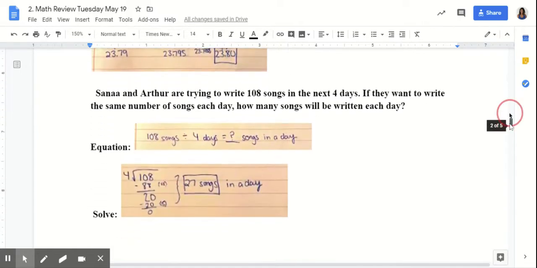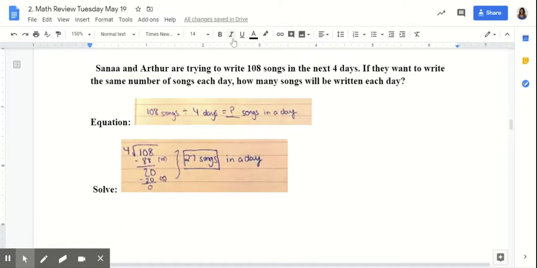Let's scroll down. So this one says Sanai and author are trying to write 108 songs in the next 4 days. If they want to write the same number of songs each day, how many songs will be written each day? So why did I put 108 songs as my dividend? Right. This is what needs to be split up into the 4 days.